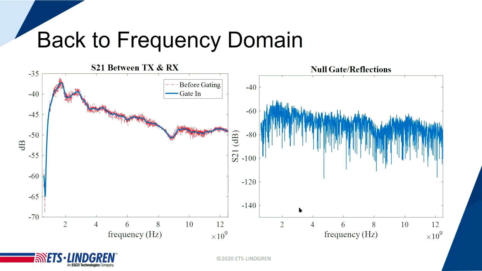to frequency domain. That's what the next slide shows. If I do a gate in operation, the red line is the original signal. If I apply this gate in, only looking at the antenna to antenna response without the reflections, I get the smoother blue curve, which is the gate in information. On the right hand side, I notch out the antenna to antenna response and only look at the reflections. This curve represents all the contributions from the reflections in the room. So now I have the reflections and I have the antenna to antenna direct responses.